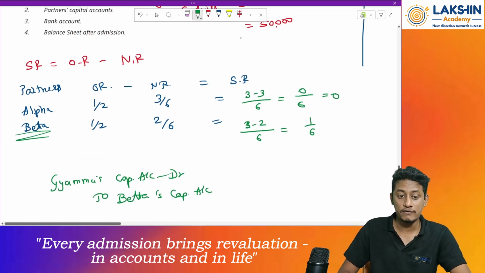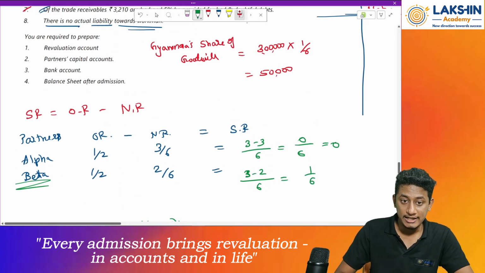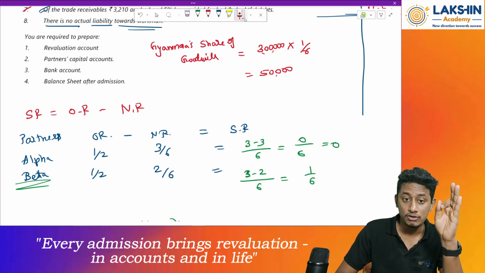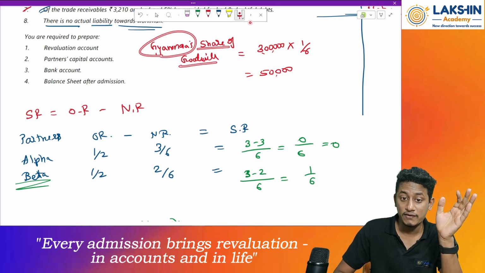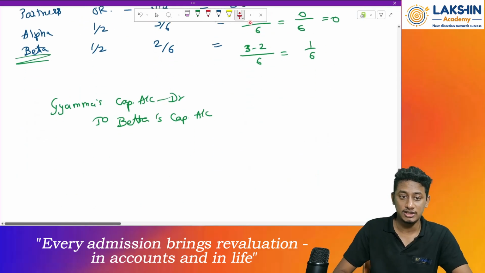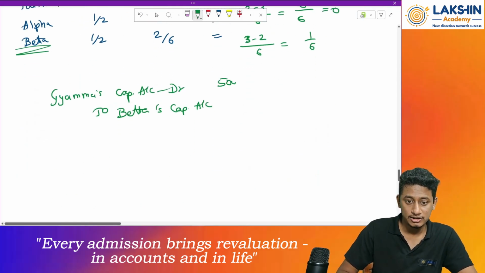What is the value of goodwill? Is it rupees 3 lakh? No, sir. Why not rupees 3 lakh? Because this is the firm's goodwill. But we need Gamma's share of goodwill. That was rupees 50,000. So divide 50,000 between these two people.